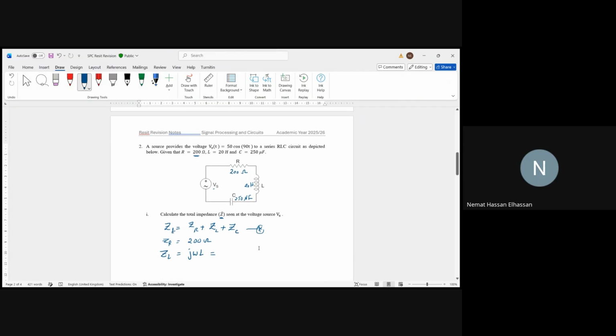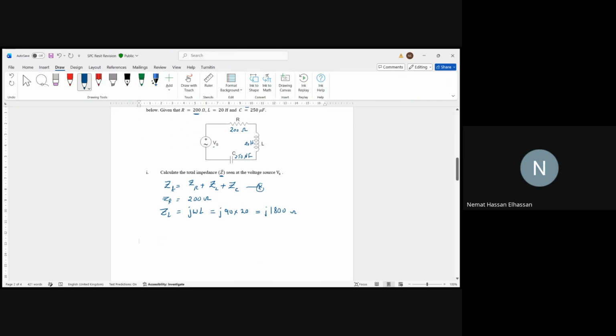Where do I get omega? We'll get it from here because it's always in the formula of V peak cosine omega t plus theta. So omega is equal to 90, which means this is j 90 times 20, which is equal to j 1800 ohm. And then we'll find ZC.